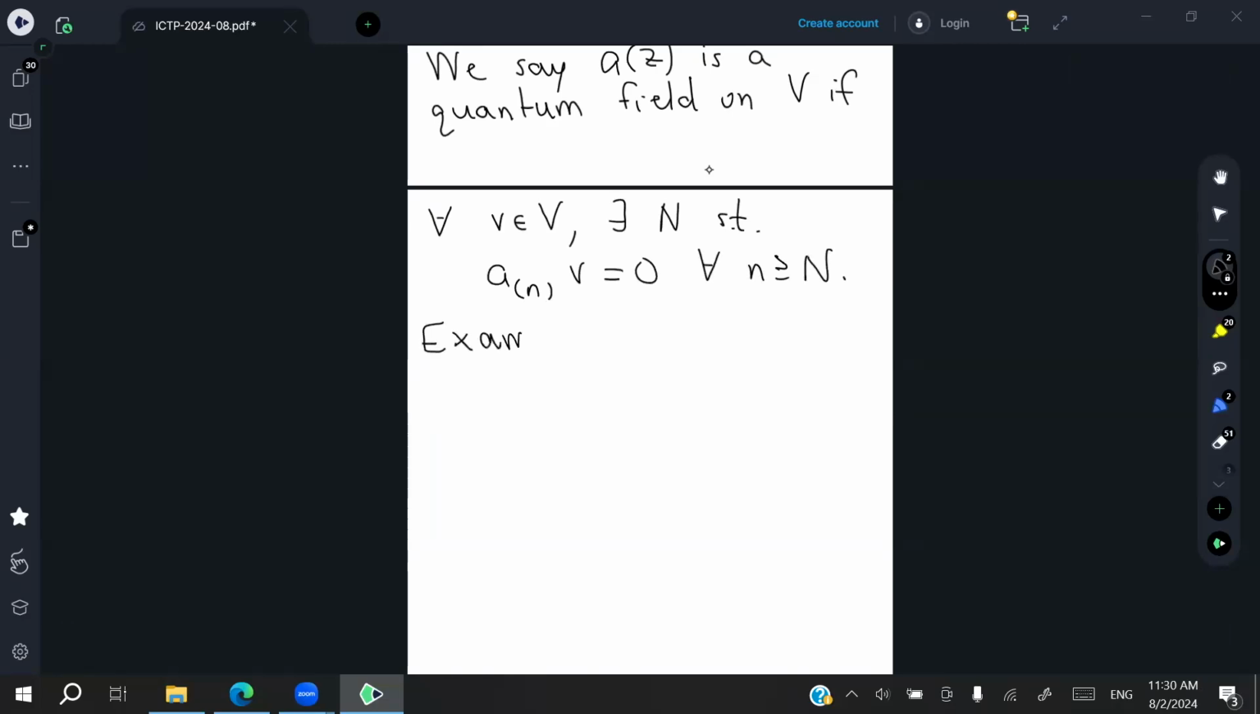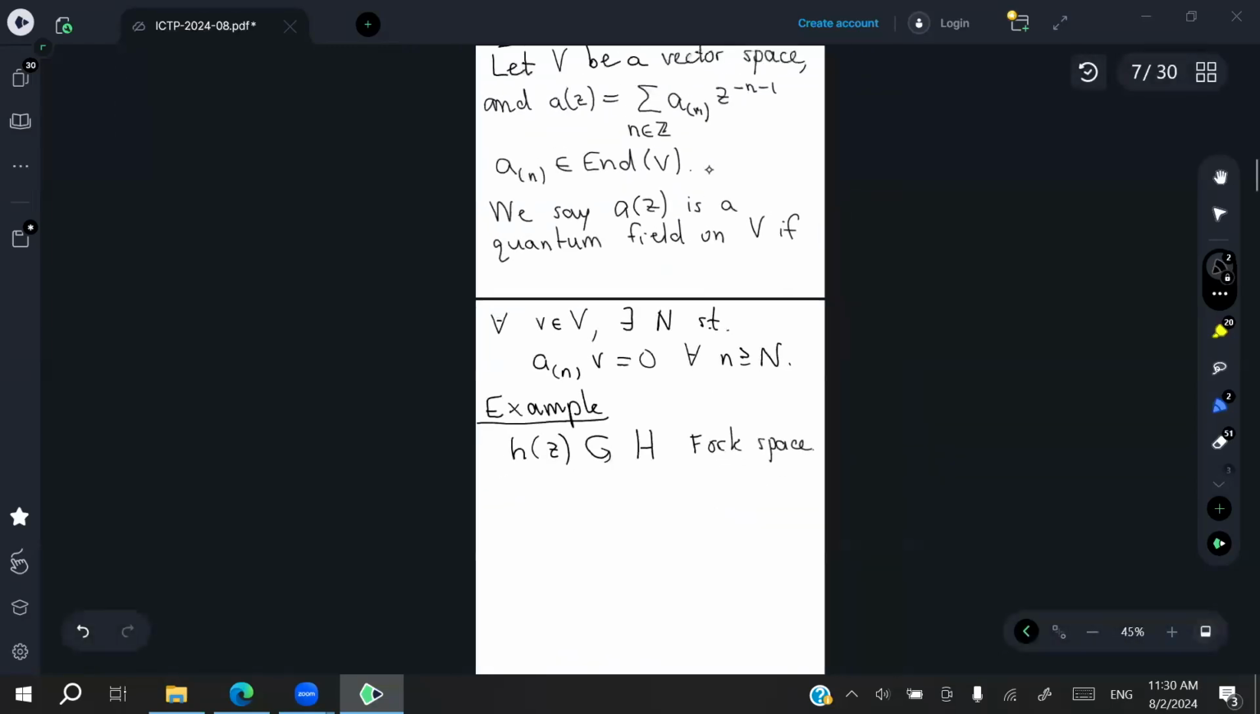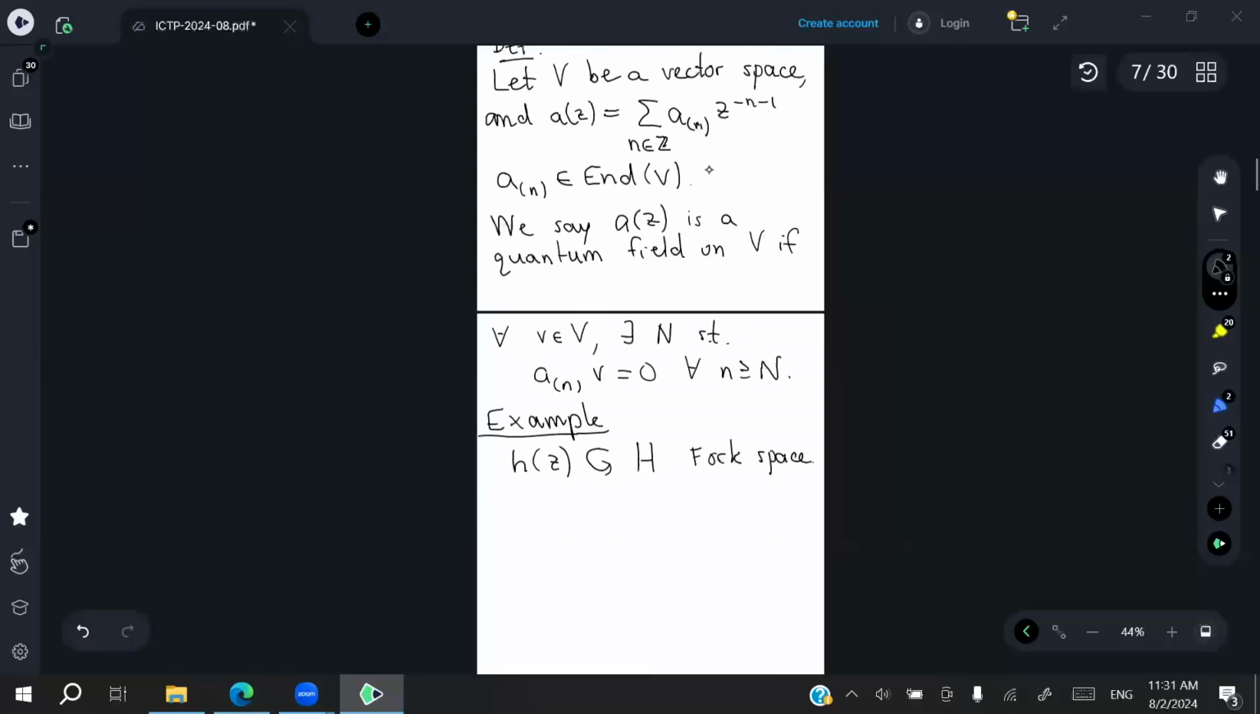So an example is h(z) acting on H, a Fock space. Right? Precisely because of these comments that I made earlier about if you differentiate with respect to x to the n, then for n sufficiently large, this is going to give 0 when applied to any particular vector. Okay, so we have an example of a quantum field already.